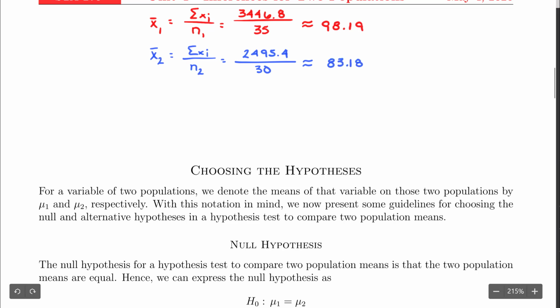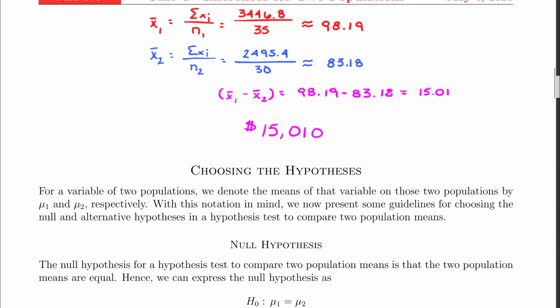83.18. And since we're talking about the difference between two sample means, we need to compute the difference between these two sample means. So that would be x bar sub 1 minus x bar sub 2, which would be equal to 98.19 minus 83.18. And when we simplify that, we will find that we have 15.01. And in the context of our problem, that 15.01 is $15,010.